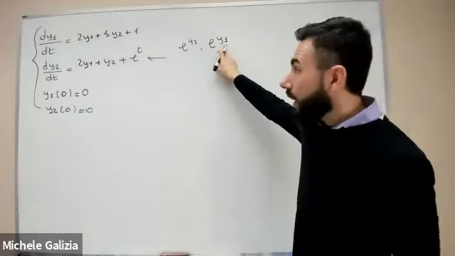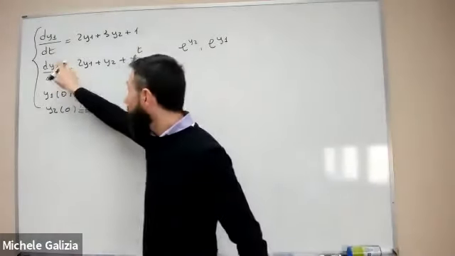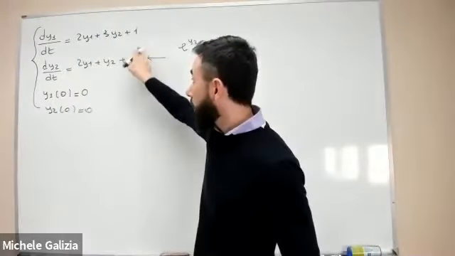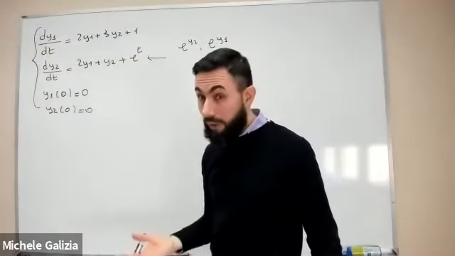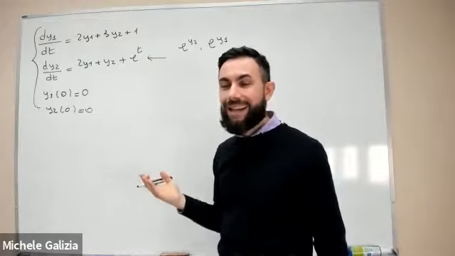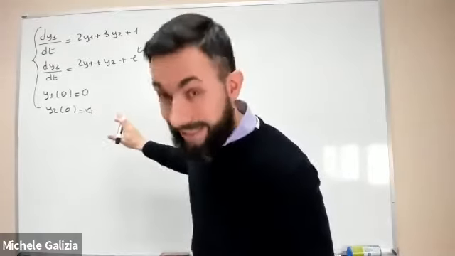The exponential of the dependent variable. This is the exponential of the independent variable, exponential of time. Therefore, this is linear. Make sense for everyone? Yes. So, I did this intentionally, indeed.